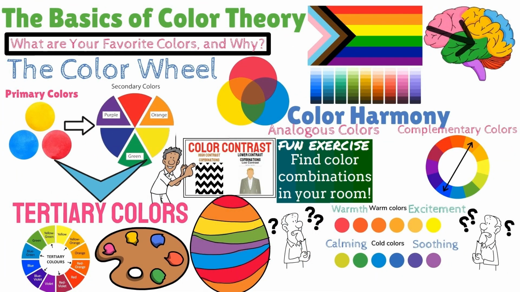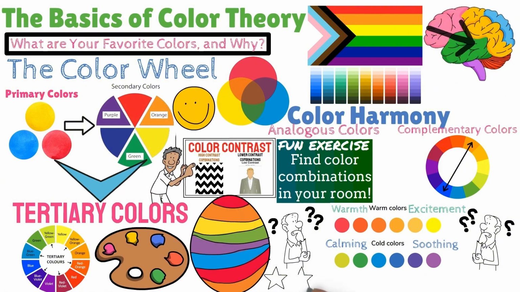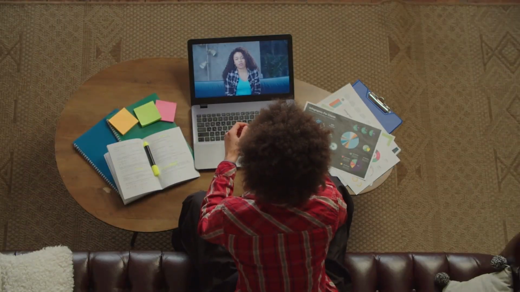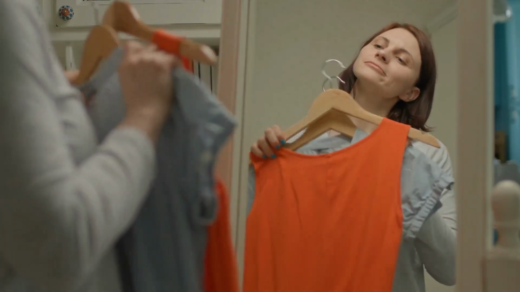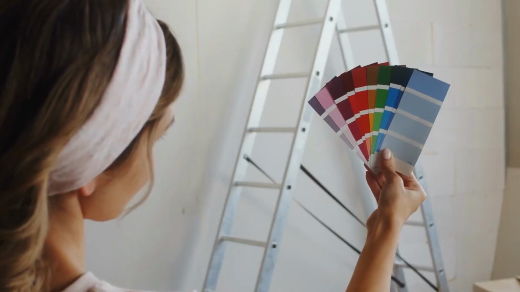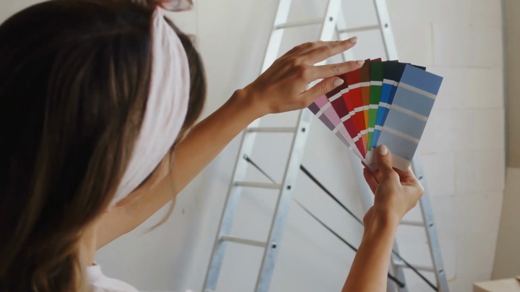Think about a time when you saw a striking piece of art or a particularly effective advertisement. Chances are the use of contrast played a big role in catching your eye. As we wrap up today's lesson, consider how these basics of color theory can be applied in various aspects of life. Whether you're designing a website, choosing an outfit, or redecorating your home, understanding the relationships between colors and their emotional impact can help you make more informed and effective choices.